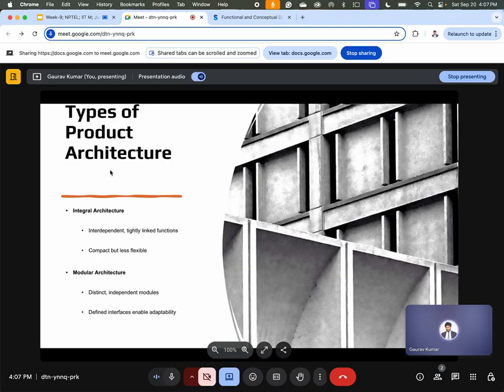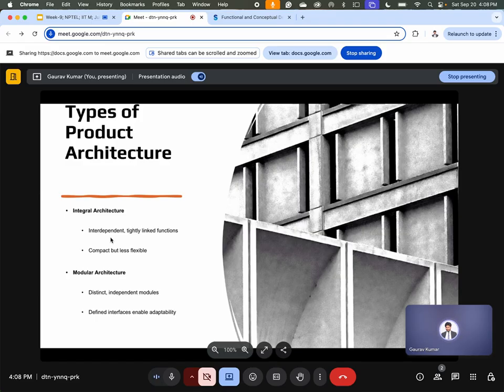Next is the types of product architecture. There are primarily two types of product architecture. First is integral architecture, and second is modular architecture. Each represents a different philosophy of how functions and components should relate to one another within a system.